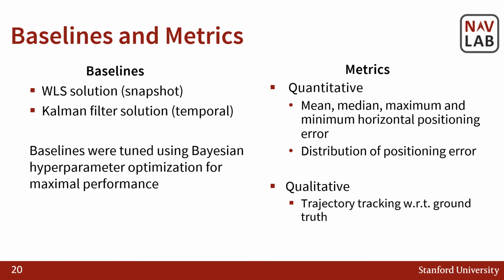As baselines, we choose to evaluate our approach against a weighted least square solution, which is a snapshot approach, and a Kalman filter solution, which is a temporal approach. Note that we tune both the baselines using Bayesian hyperparameter optimization to achieve maximum possible performance and to stress test our approach. For metrics, we use quantitative metrics such as the mean, median, maximum, and minimum horizontal positioning error. We also study the distribution of positioning error. Qualitatively, we observe the trajectory tracking with respect to ground truth.